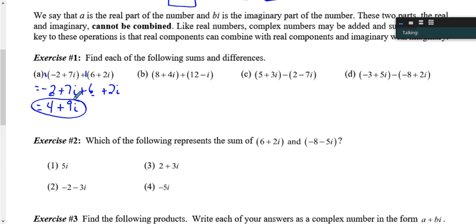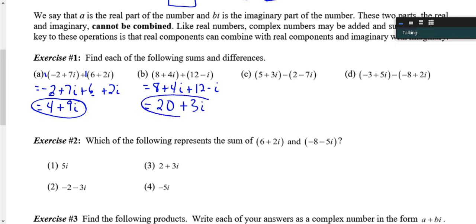Let's do part B. Since we're adding, we're distributing a +1, so here we can just drop the parentheses. We have 8 plus 4i plus 12 minus i. Let's put it in a plus bi form. It would be 20 plus 3i. 8 plus 12 is 20, and 4i minus i is just 3i.